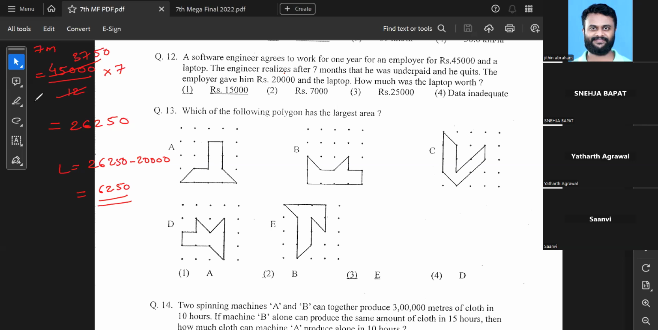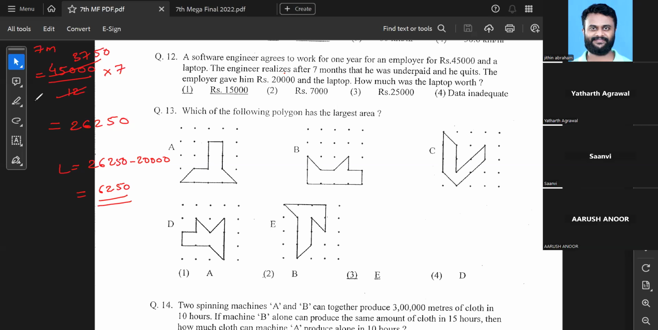Just a minute, just a minute. But 45,000 and the laptop was not given. 6250 is only 1/7 of the laptop's worth, maybe. Could it be possible that the laptop that he was supposed to give is different from the laptop that he had given? So maybe the price is different. No, that is not possible. But normally, companies and the laptop.